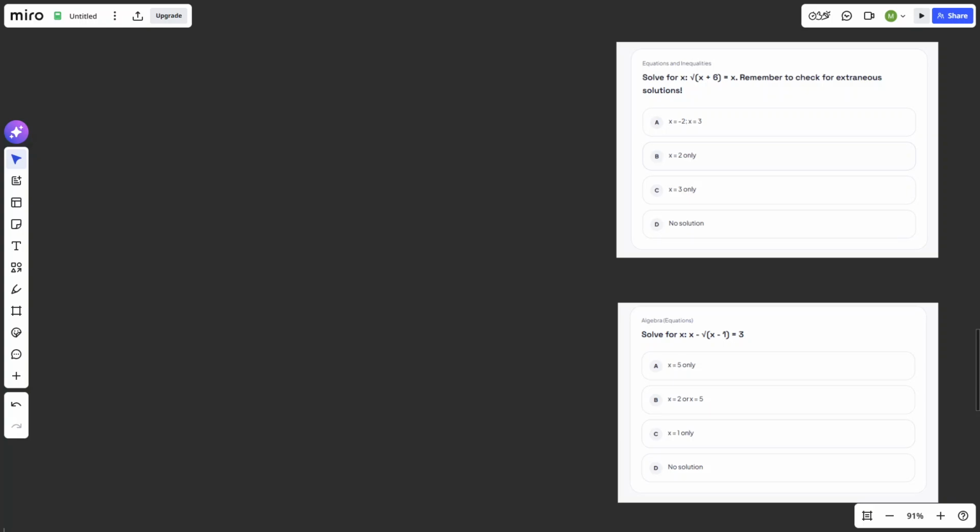In today's session, we'll be tackling two questions, equations and inequalities and algebraic equations. For both questions, we're going to be solving for x, and we're going to be taking different approaches, testing out our solutions to see if they're correct. And yeah, let's begin.